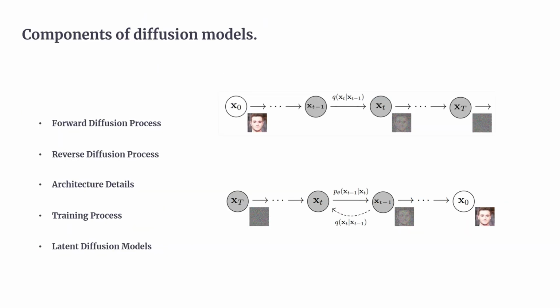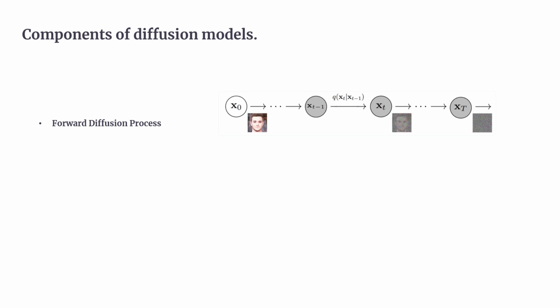For the key components of diffusion models, let's break down the process into manageable parts to understand how they work. The first, forward diffusion process. We start with the forward diffusion process. This is the first step where we gradually add noise to our data.